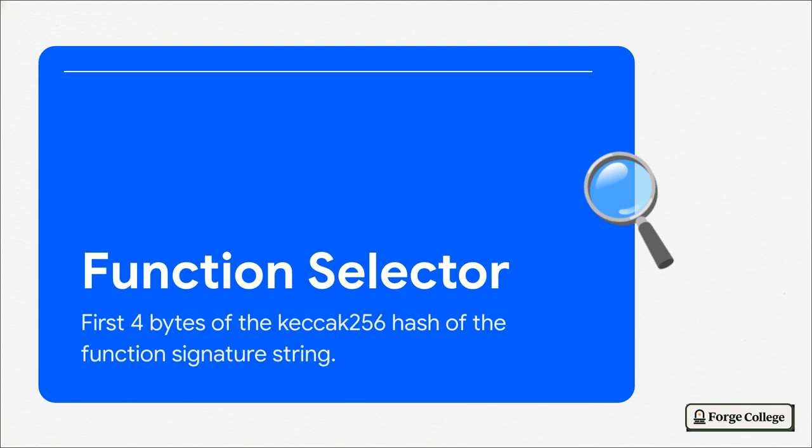Because overloading requires different parameter types, something like foo(uint256) and foo(address) produce completely different signature strings. That means they hash into completely different selectors. So to the EVM, overloaded functions aren't even related. They are mathematically separate doorways.